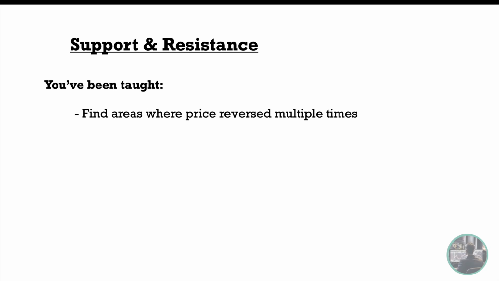See, the general advice is to find areas where price reversed multiple times and to mark major swing highs and lows. The idea being that price has a higher chance of reacting at these levels, which makes them great entry and exit points. And this is true. If the price reacts to a certain point on the chart more than others, it usually means that it's an area with a lot of interest from buyers and sellers, and therefore it's likely to react again at that point in the future. But here's the problem.